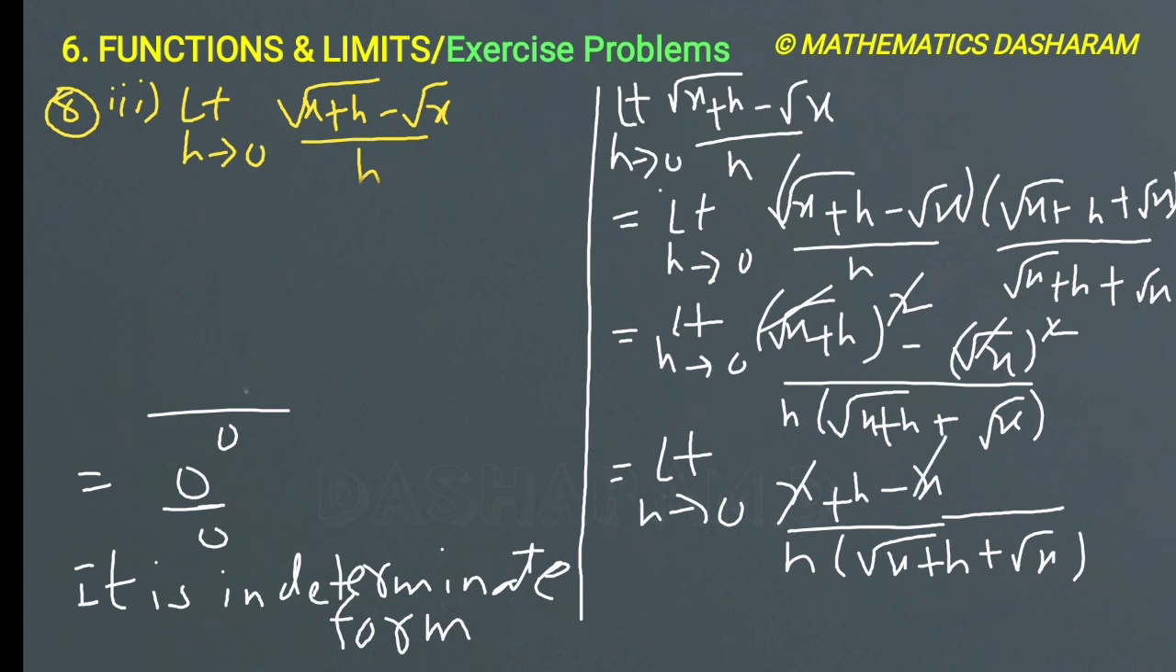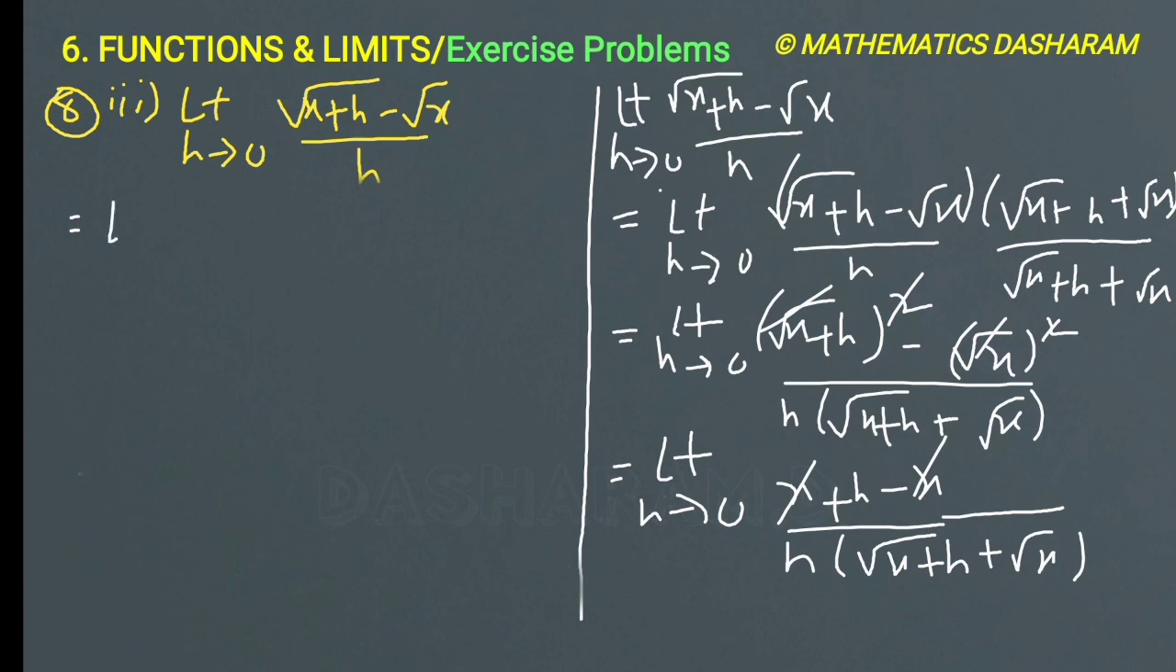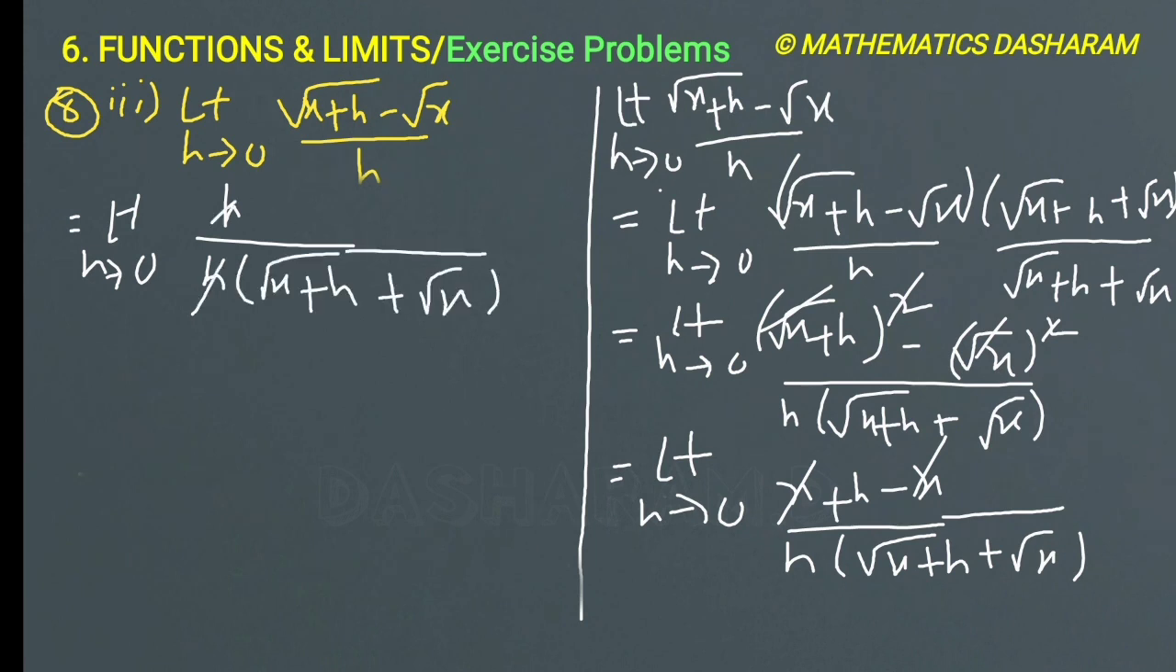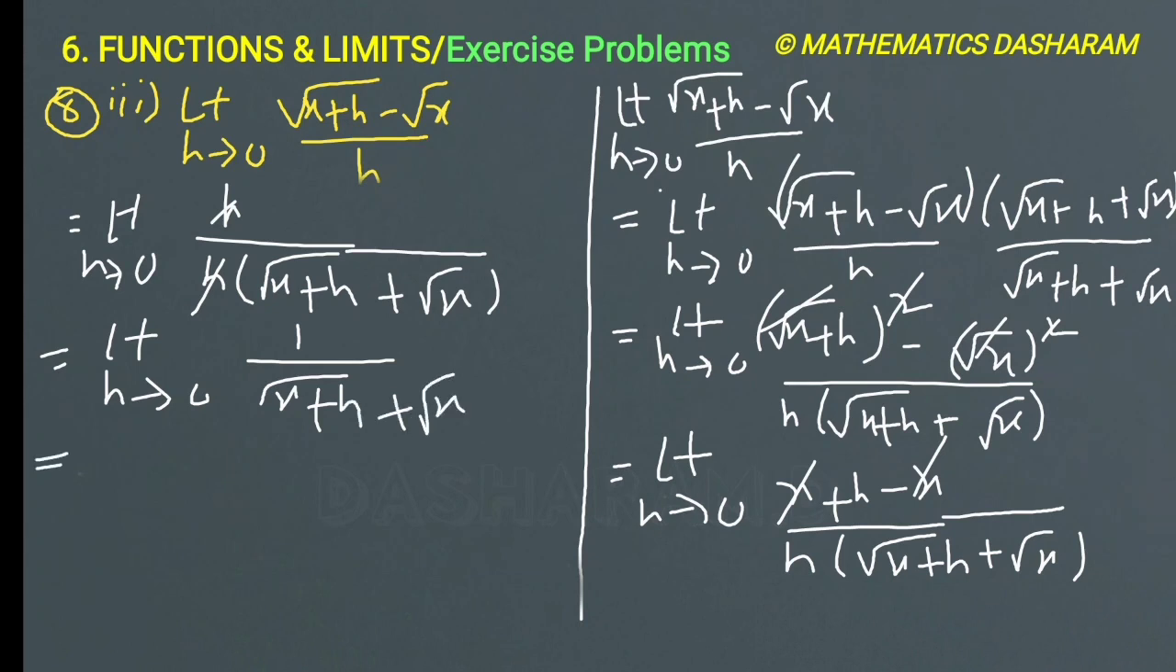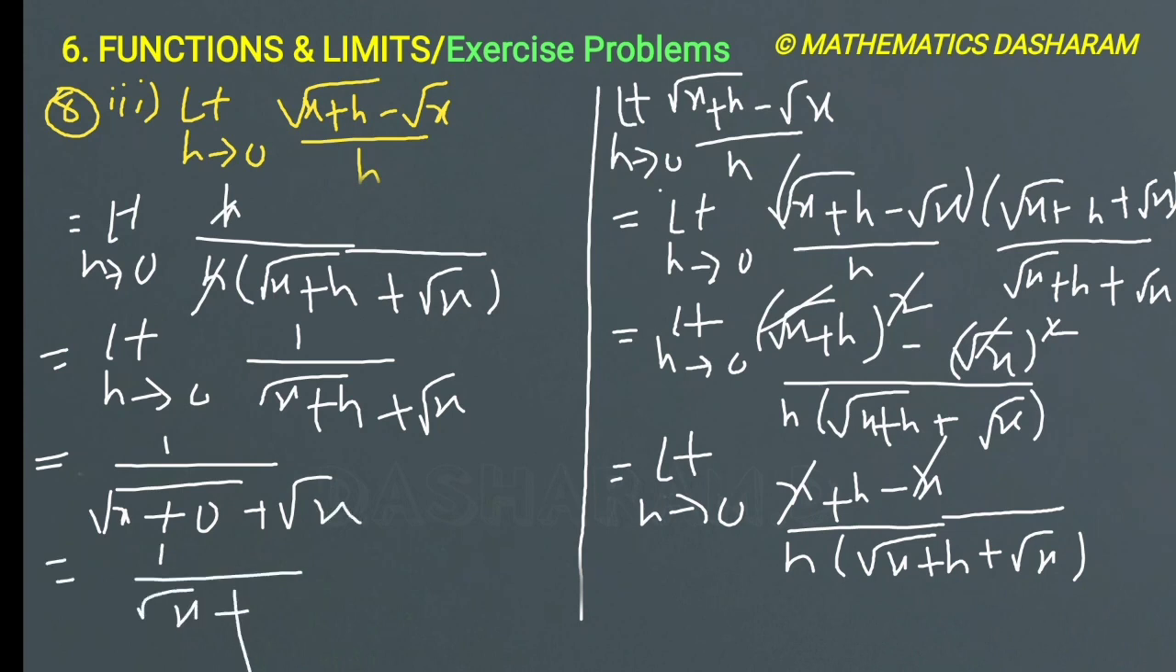So then limit h tends to 0. Here the numerator is h and the denominator is h into the bracket. So here h cancels. So limit h tends to 0, 1 divided by root x plus h plus root x. Now substitute h equals 0. So 1 divided by under root x plus 0 plus root x, that is 1 divided by root x plus root x. So it is equal to what? 1 by 2 root x is our required answer.